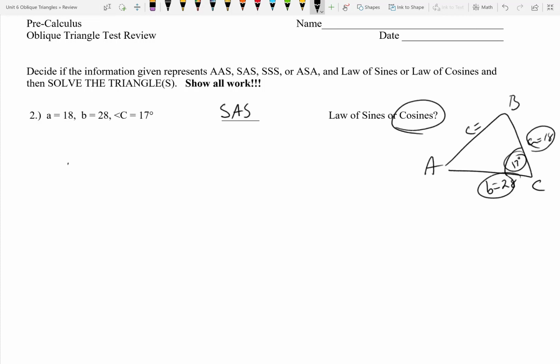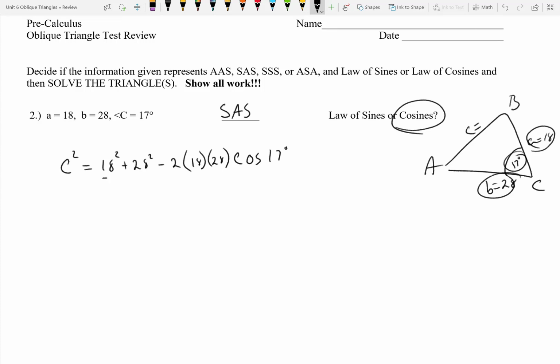So here's our formula. C squared equals A squared plus B squared, so 18 squared plus 28 squared minus 2 times A times B, so 2 times 18 times 28 times cosine of the angle opposite the side we're looking for. This is angle C, which has a measure of 17 degrees.